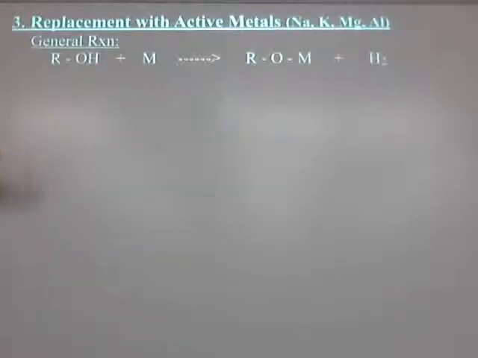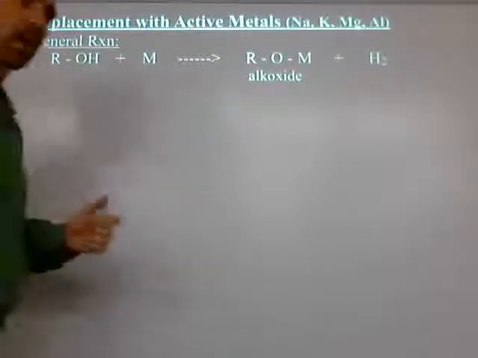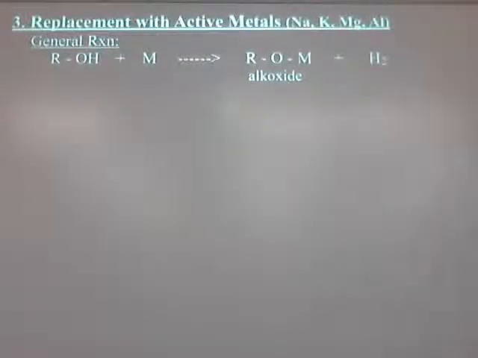All right. Replacement with active metals. This one's an interesting one, and it's also the last one on the sheet. So I told you it wouldn't take me long. This one is going to give me a compound I haven't learned how to name yet. It's called an alkoxide. I know, great name. You can write that down. Is it already written down there? Okay. It's called an alkoxide.